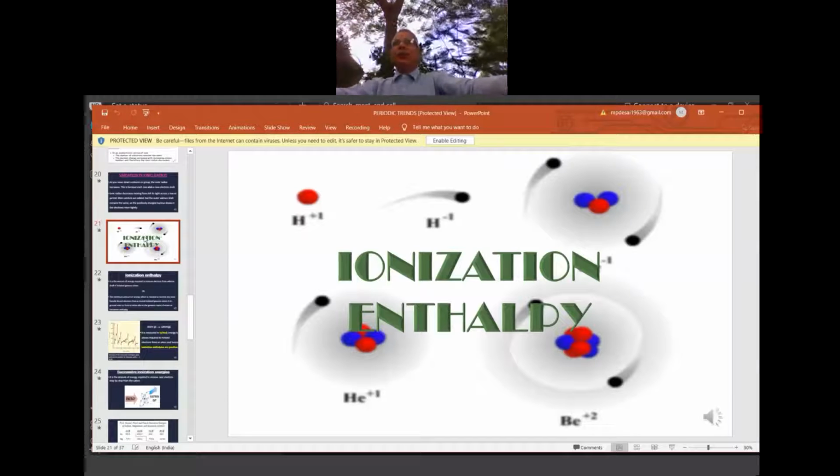So after accepting one electron, chlorine becomes 2,8,8. Now, in the case of chlorine, protons are earlier 17, electrons are 17. Now, after accepting an electron, protons are the same because there is no change of proton number. Electrons are more by 1. So electrons are now 18. So electron number is more than proton number by 1.